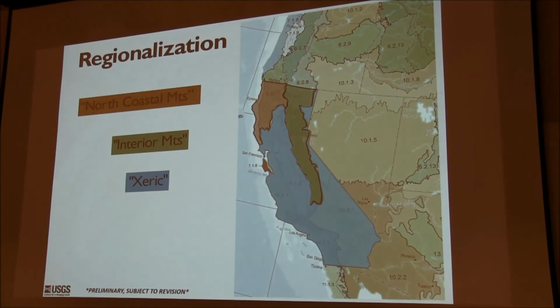In order to make some sense of this, we grouped these sites into regions for regional models. These regions correspond to Omernik level 2 ecoregions. You can see the majority of the state is in this xeric region, as most of you know. The other two regions were the interior mountains, which is mainly the Sierras, and then the North Coast Mountains.